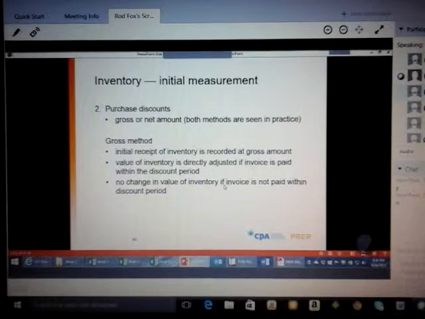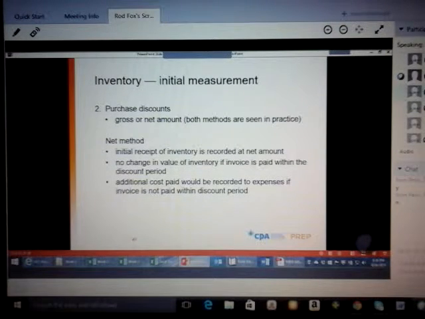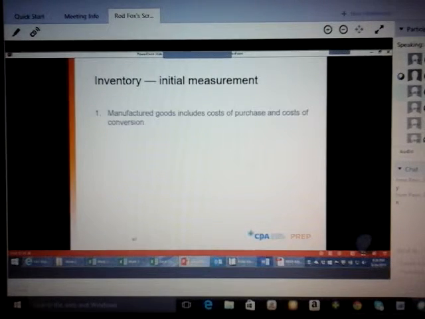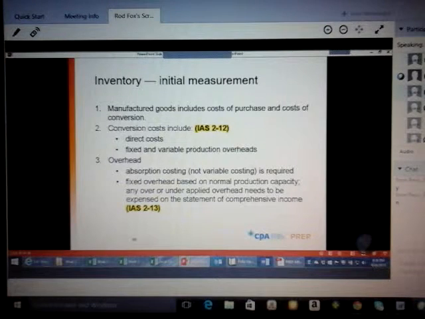I'm not really going to talk about the gross method or the net method. I'm going to focus more on the different types of inventory methods that we're going to use. So if you want to see what they say about that slide, you can just go into Desire to Learn and go back to the video where they're discussing that.